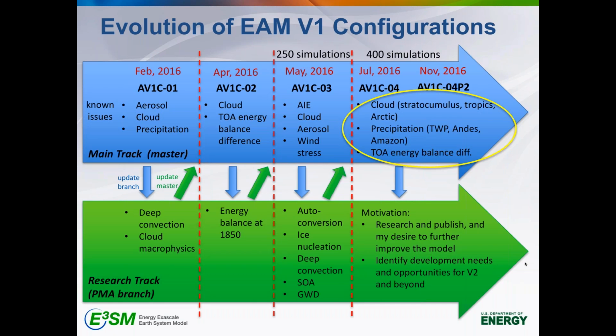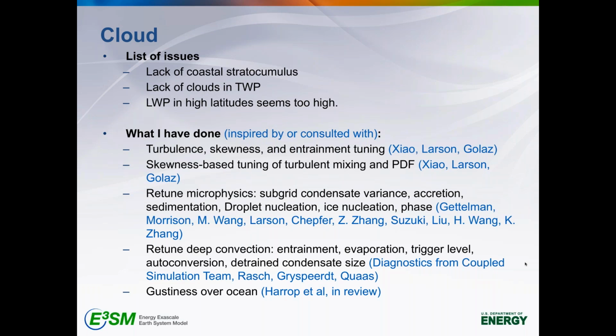So I'm going to focus on these three issues: cloud, precipitation, and TOA energy balance difference. For the clouds, we have a list of issues: we don't have enough coastal stratocumulus, we don't have enough clouds in the tropical Western Pacific, and liquid water path in high latitudes seems too high.